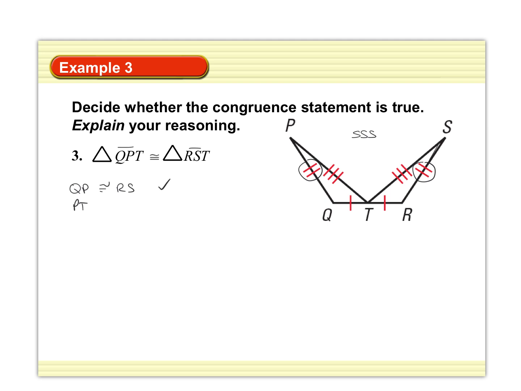Then PT goes with ST. So PT here and ST here. Notice they both have 3 tick marks, so that goes together. And then QT and RT. So I come over to here, QT and RT, notice the single tick mark, they're congruent. So yes, that's my explanation, and my answer would be yes, the congruent statement is true.